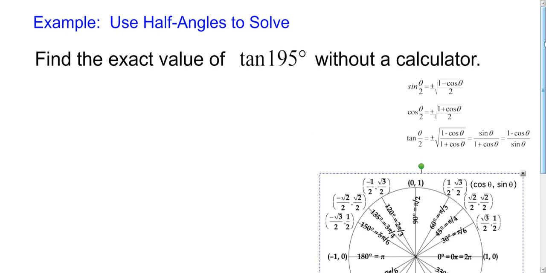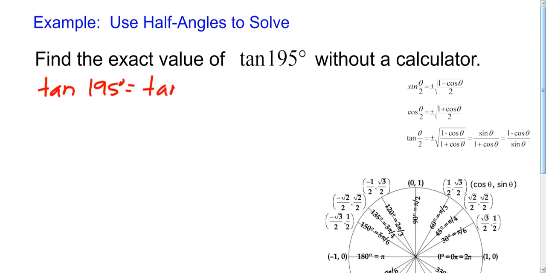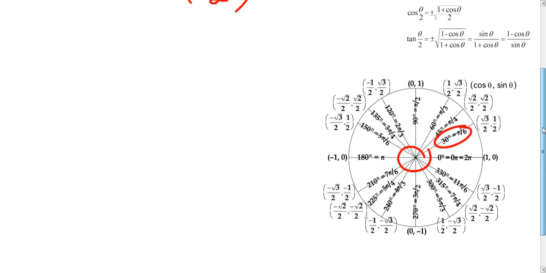So I'm going to double 195 degrees. So tangent at 195. If I double 195, I get 390. Okay, and it looks like we don't have 390 on our unit circle either, but remember, all the way around is 360, plus 30 degrees more would be 390. So here's 390 and 30 degrees are the same thing, okay, just so you know.